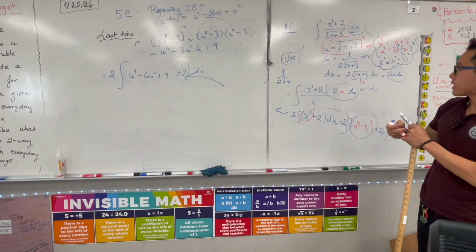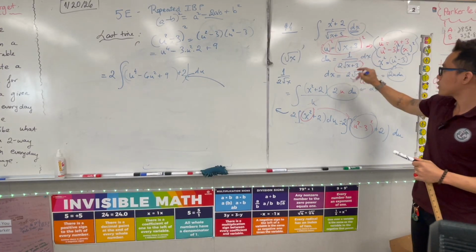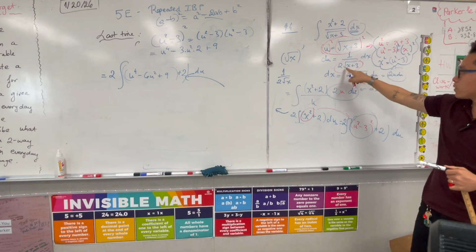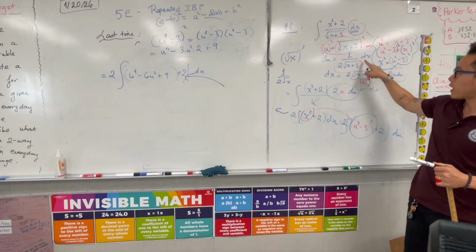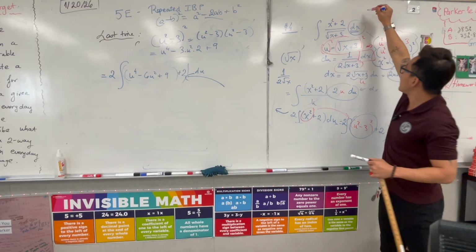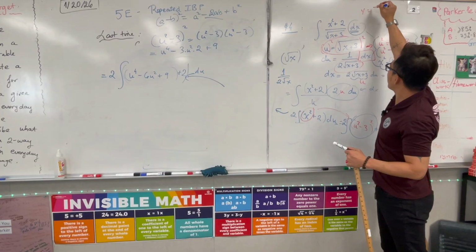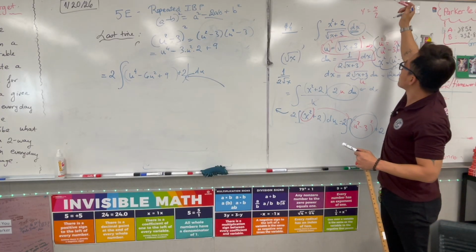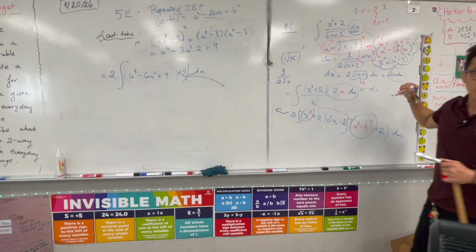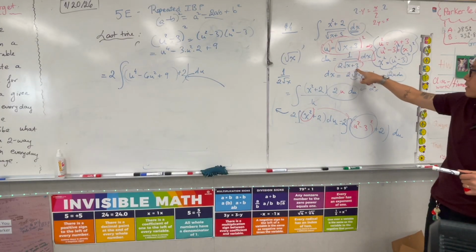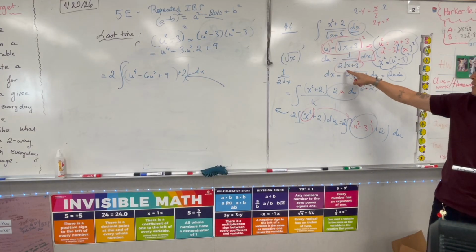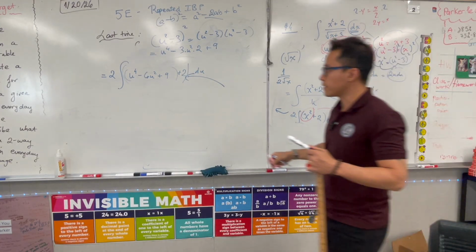I multiply both sides by this to isolate the dx. So I multiply both sides by 2 square root of x plus 3, so that I have this one by itself. Like if you have y equal to x over 2, you multiply both sides by 2, so you have 2y equal to x. Same thing. So I multiply both sides by this, so I have dx equal to this. Yeah? Okay, good.